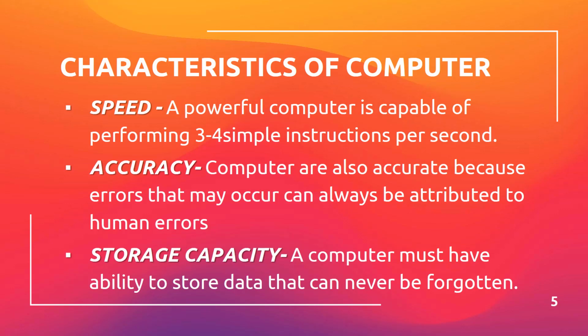Accuracy. The computer is always accurate because errors that may occur can always be attributed to human errors. Any errors that can occur in a computer can always be attributed to human errors. They can have traits like human mistakes, so they can be solved. A computer that can solve the errors has high accuracy in its function.